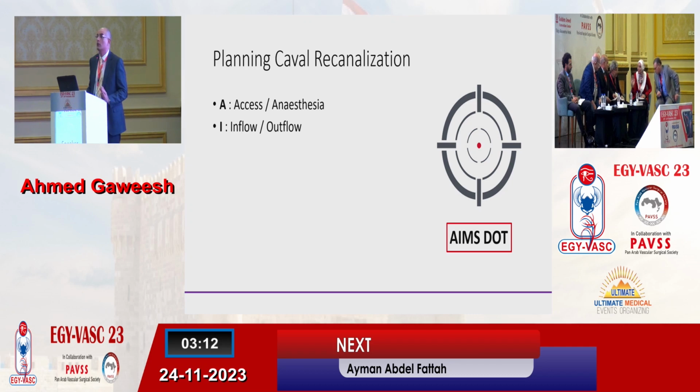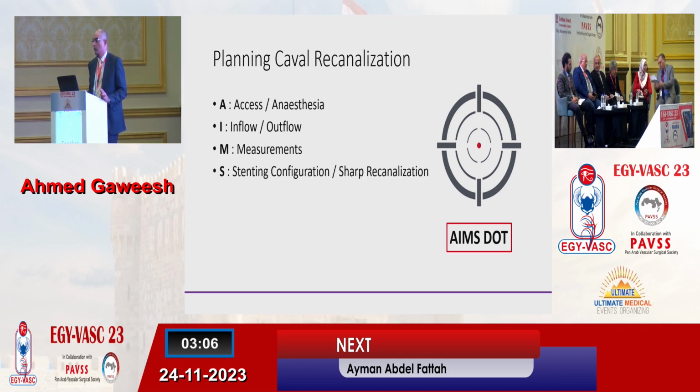You have to have a good inflow and outflow. The measurements: as you said, you take all the measurements before going in, to plan which size of stent and which length you would put in. The stenting configuration: as we will mention later, you have to plan how you will reconstruct the iliocaval segment, and sometimes you have to consider that in some areas you may need sharp recanalization.